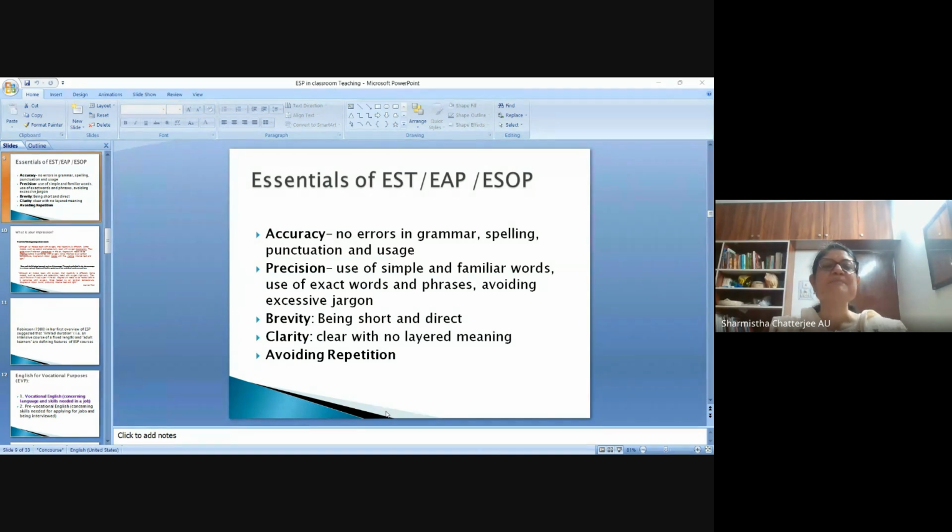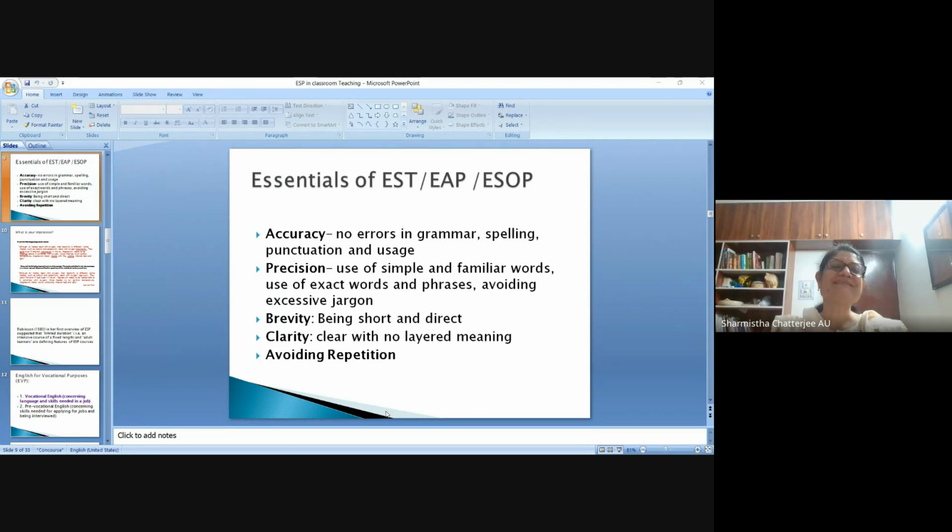So, precision. Okay. Again, I repeat, precision would mean simple, familiar words. There's no need of complicated words. Use of exact words and phrases. Like, say, you cannot be a Shashi Tharoor in the classroom. No point. You are teaching botany, probably. So no Shashi Tharoorian English, right?